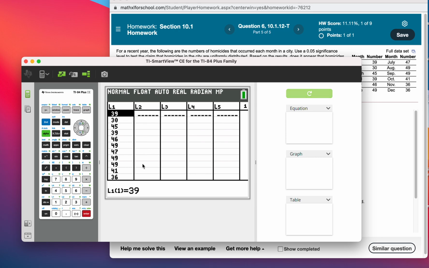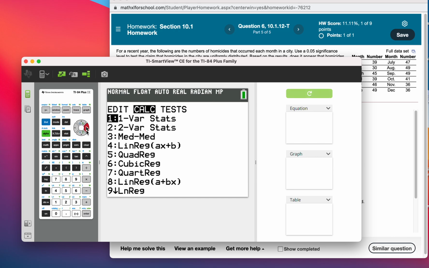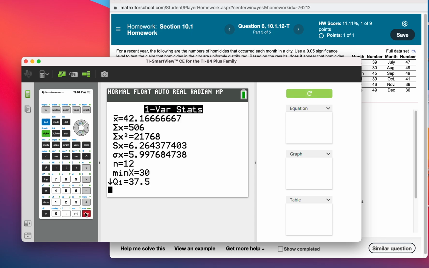All right, anyway, so I have the values here in A, but they only give us the first one. They don't give us this second one here. So how do we get that? Here's how I did it. I ran 1-var stats on L1. I don't have a frequency list, and calculate. There we go. If these numbers are uniform, then I should get this number for each month. So this is our expected value.